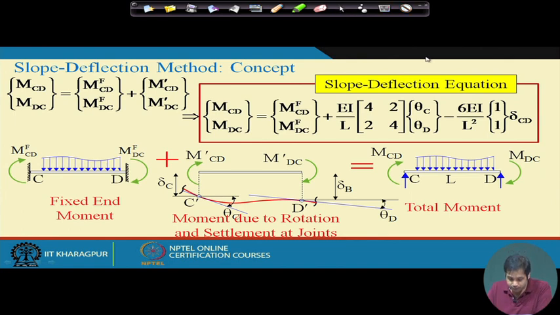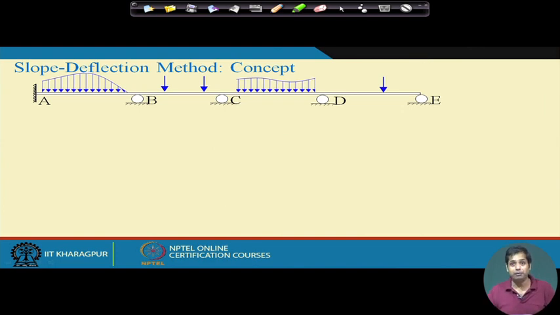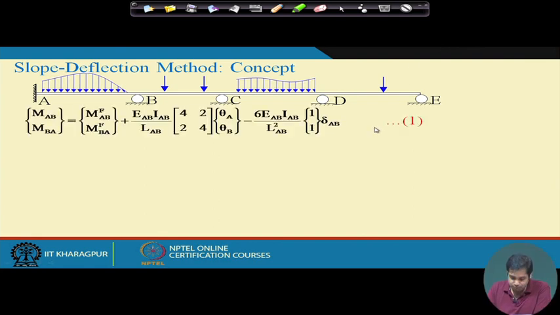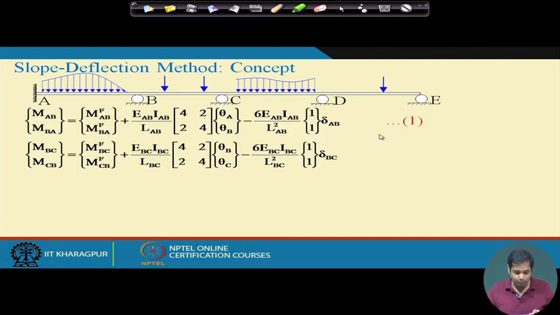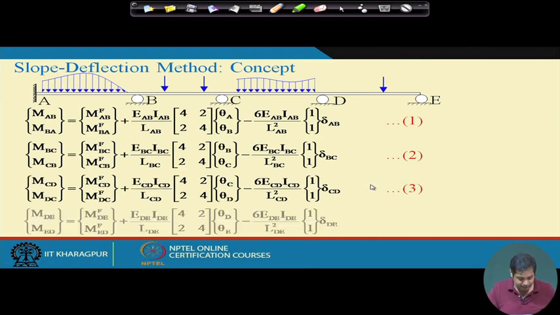Now once we have the slope deflection equation, let us see how it is to be used. As I said, this is the slope deflection equation for member AB, and then similarly we can have the slope deflection equation for member BC, member CD, and member DE. For all the members we can have the slope deflection equation. For a given problem, in this case you have 4 segments, but problems can have any number of segments, so whatever the number of segments, you have to apply the slope deflection equation for those segments. Okay.